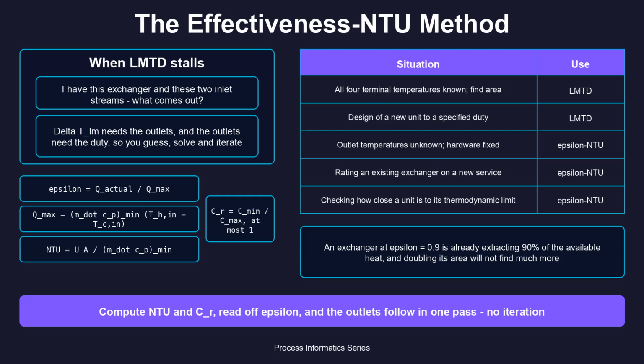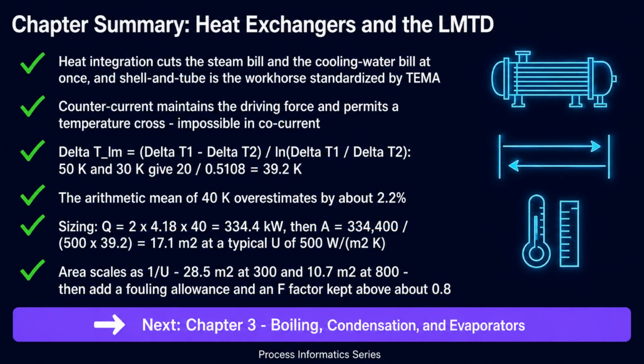Epsilon is also a performance score. A unit at 0.9 is already extracting 90% of the available heat, and doubling its area will not find much more. Let's pull the chapter together.